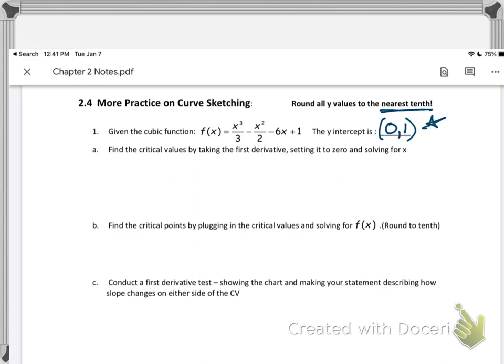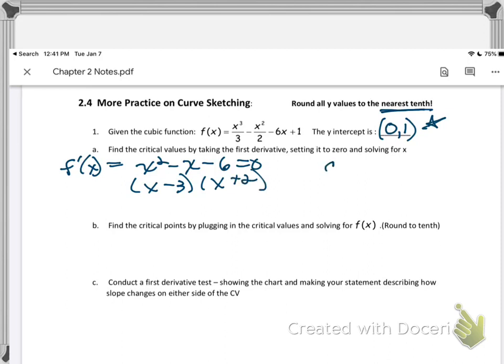Next, it says find the critical values by taking the first derivative, setting it to 0, and solving for x. So in this problem, I'm also explaining the steps that you take. Okay, so I take my first derivative, and it's going to fall out nicely to x squared minus x minus 6 equals 0. So that's easy factoring. You get x minus 3 and x plus 2. You don't have any domain restrictions here. So your CVs are going to be 3 and negative 2. Okay, so that's what we have so far. We've answered the question for A, moving on to B.